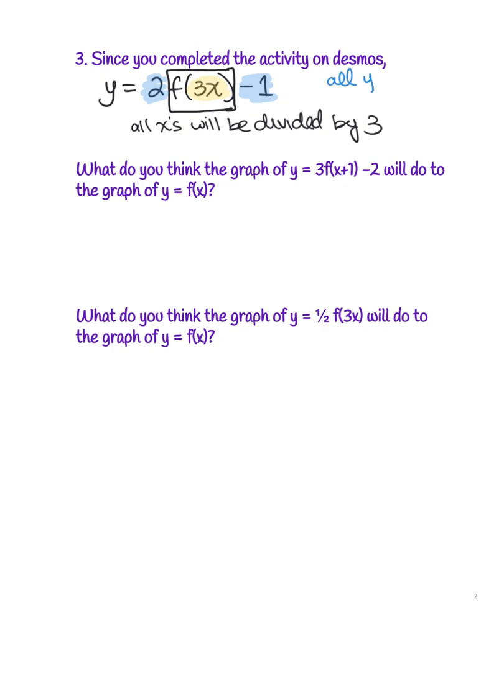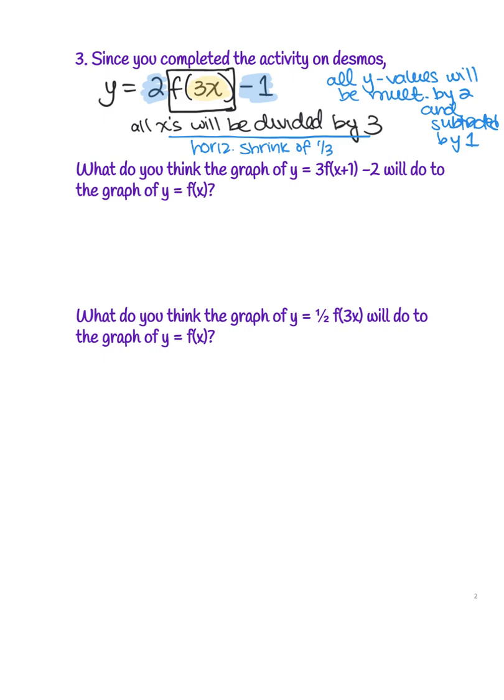So all y values will be multiplied by 2 and subtracted by 1. So what does that mean exactly? Well, if the x's are being divided by 3, that's affecting horizontally because it's x, and it's a horizontal shrink of a third because it's being divided by 3. Whereas with the y's, this 2 means that there's going to be a vertical stretch of 2. And then this negative 1 means that the function is going to move down 1.